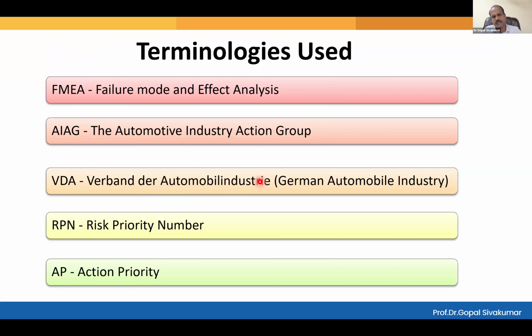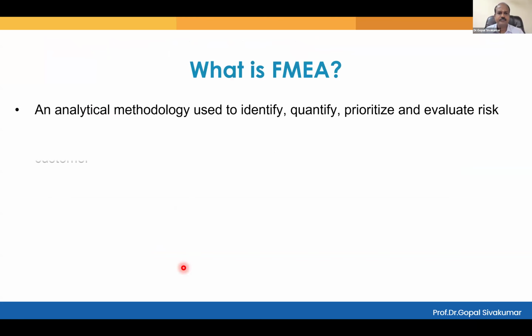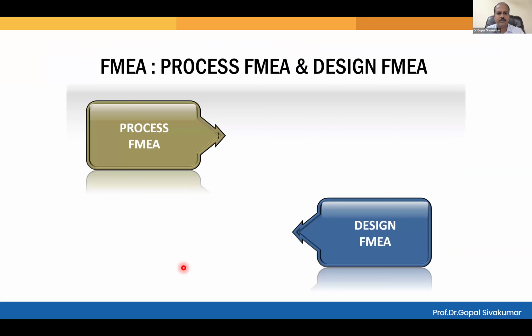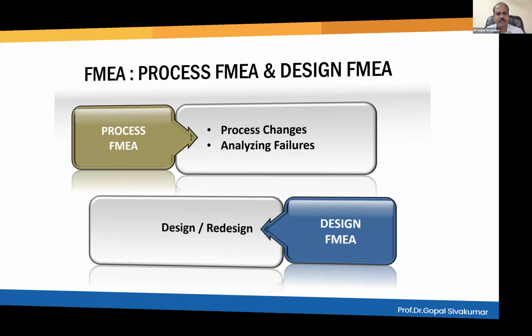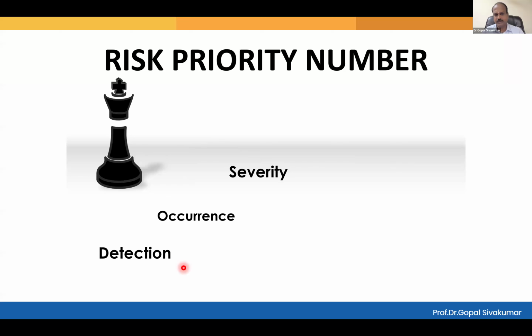AIAG means Automotive Industry Action Group. VDA means Verband der Automobilindustrie. So it is this VDA which brought the AP, Action Priority table, right? So this theory I'm not going to read out, and process FMEA and design FMEA. Severity, occurrence, reduction.